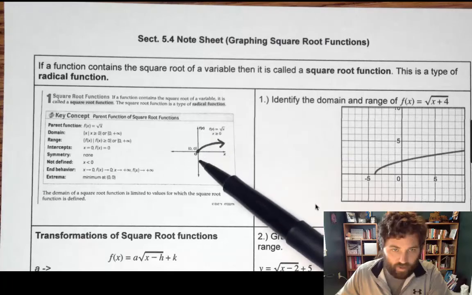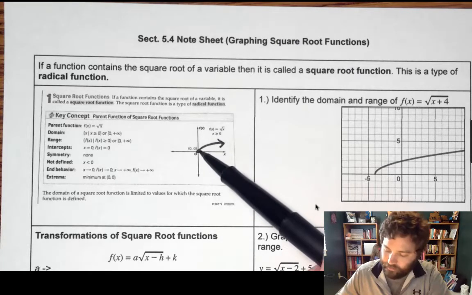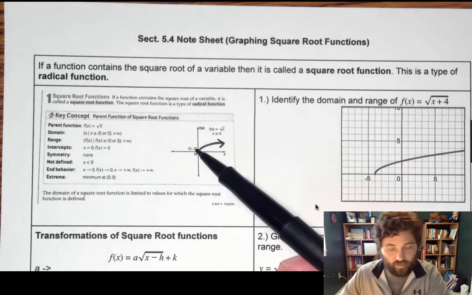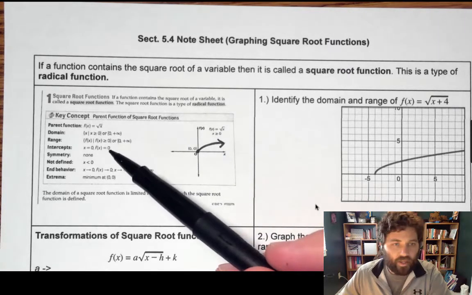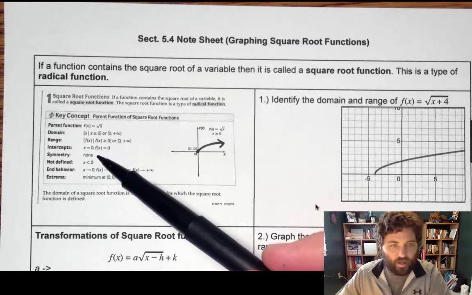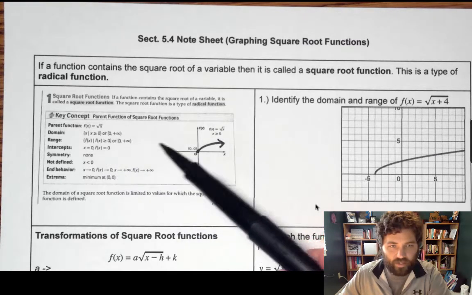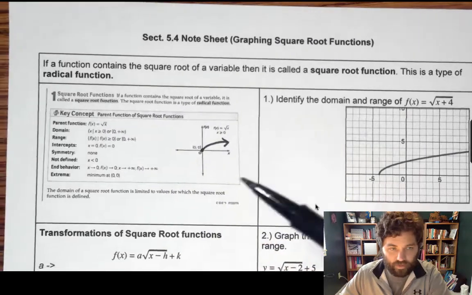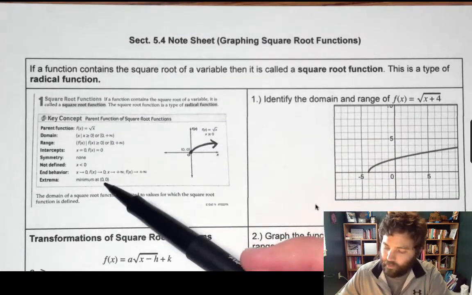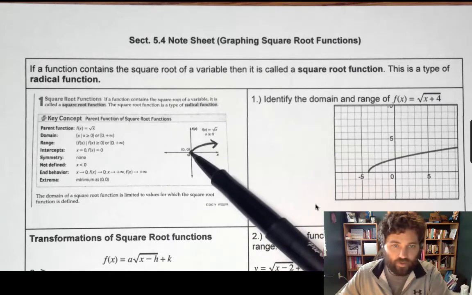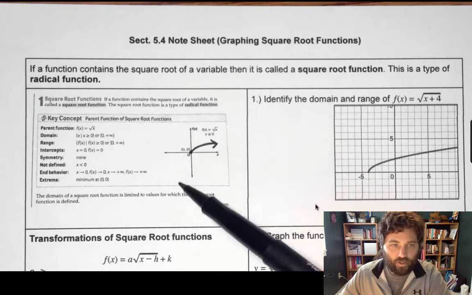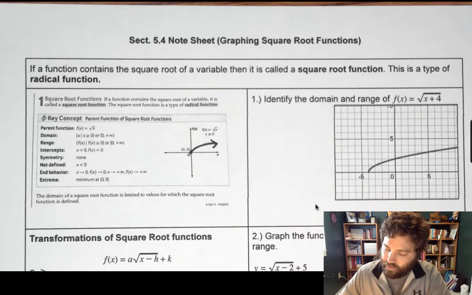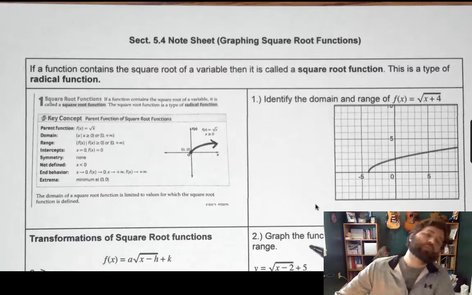The range is all y values covered by the graph, also y greater than or equal to 0, because it only covers the positive y values and 0. The intercept is (0, 0). There's no symmetry. It's not defined when x is less than 0. There's no graph over here because you can't take the square root of a negative number in the real number system. And there's a minimum at (0, 0). There's always going to be a min or a max with the square root function. And the last thing is the domain of a square root function is limited to values for which the square root function is defined.